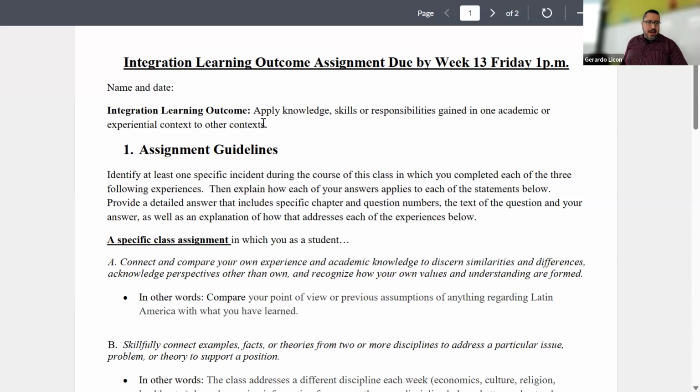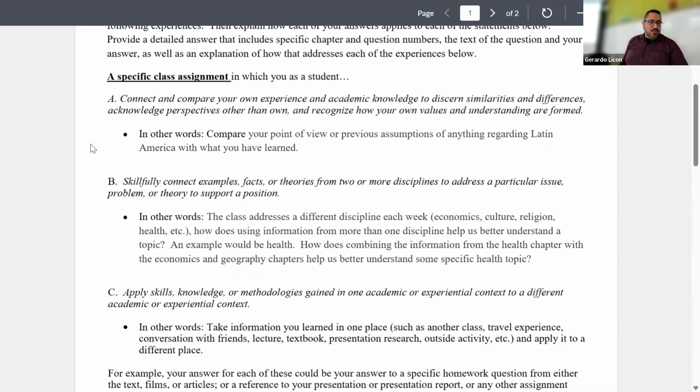All right, so what is integration? The integration learning outcome says that you apply knowledge, skills, or responsibilities that are gained in one academic or experiential context to other contexts. And that is broken down into 3 parts. The first part is kind of saying that same thing, it's more focused and wordy. And so I provide you this kind of simplification.